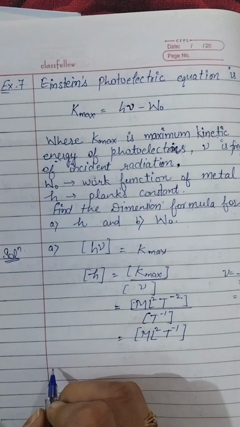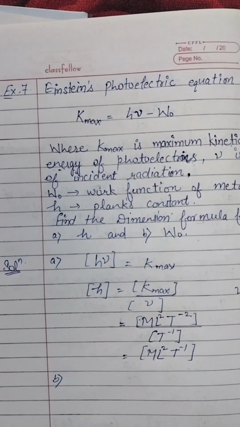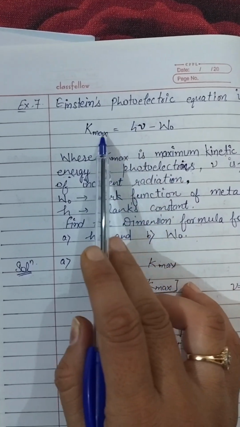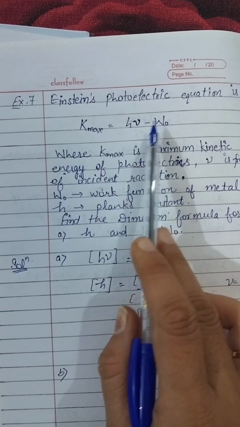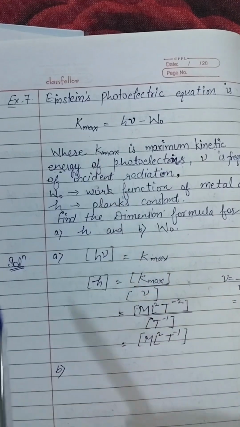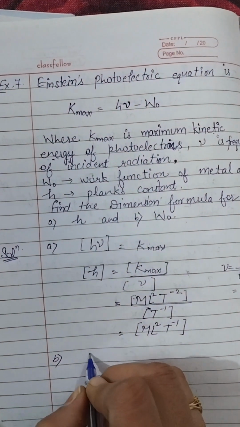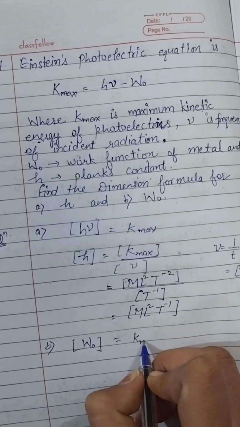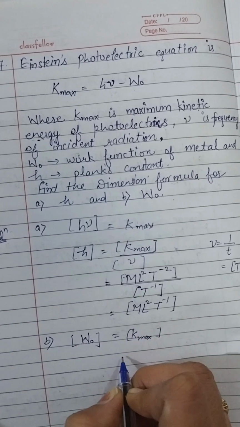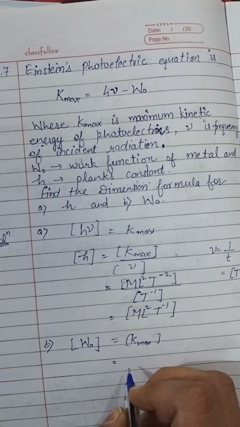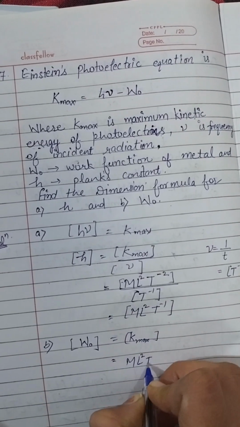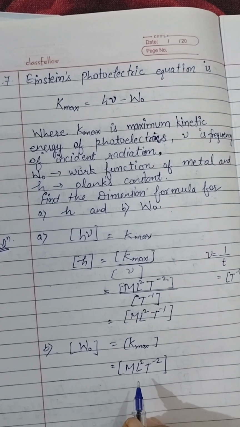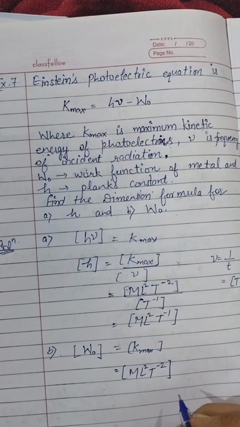And the second one: we already know that the dimension of h nu is equal to K max, and according to the principle of homogeneity, W naught is also K max. So W naught is equal to K max, where K max is a form of energy. So M L2 T minus 2 is the dimensional formula for the work function of the metal. Thank you.